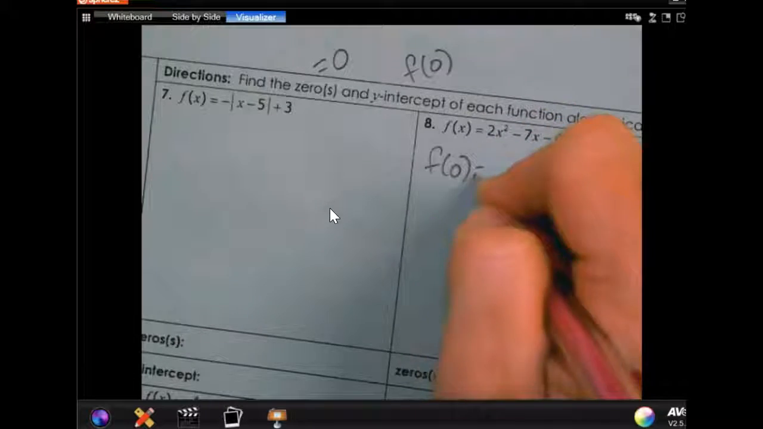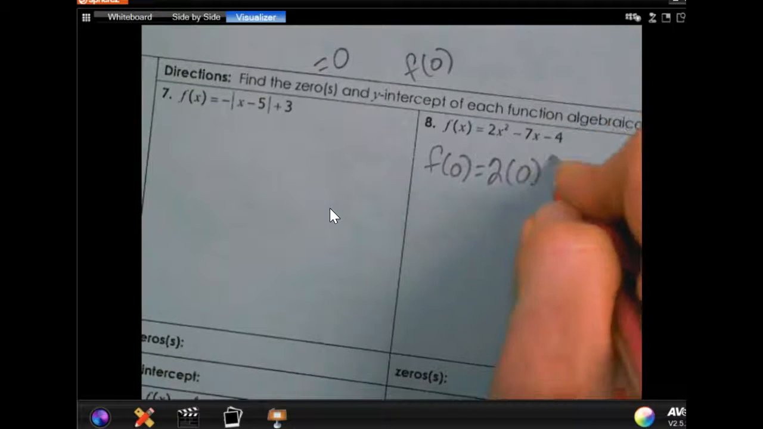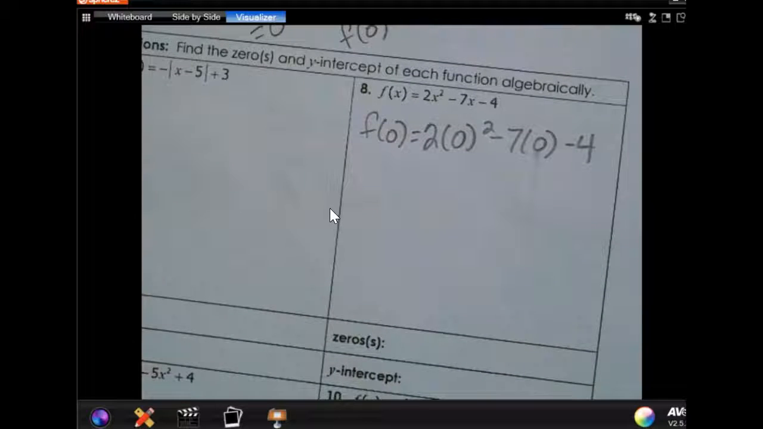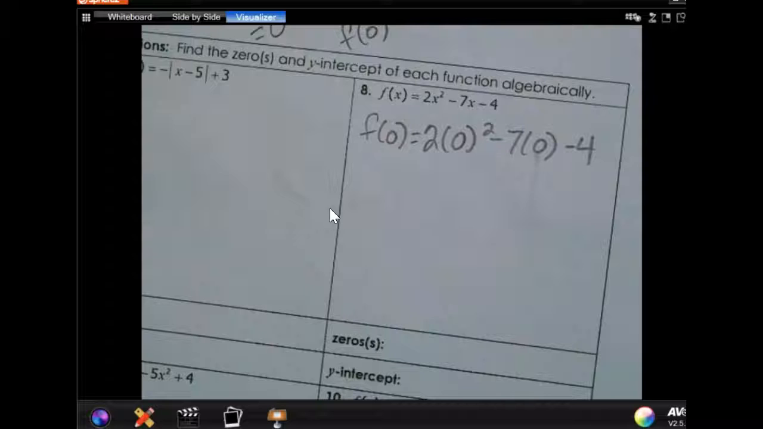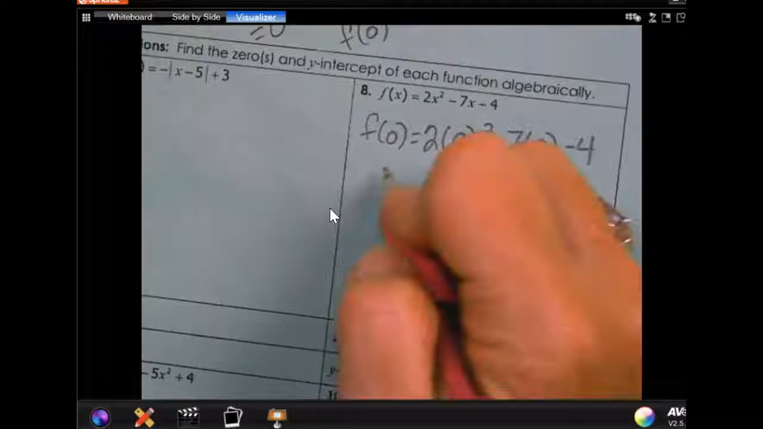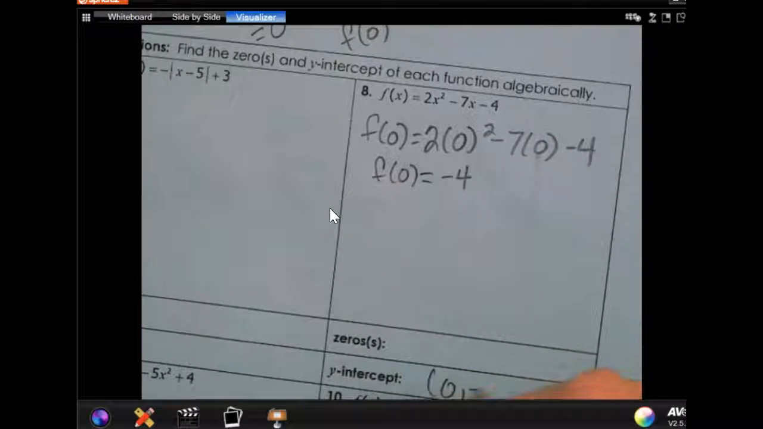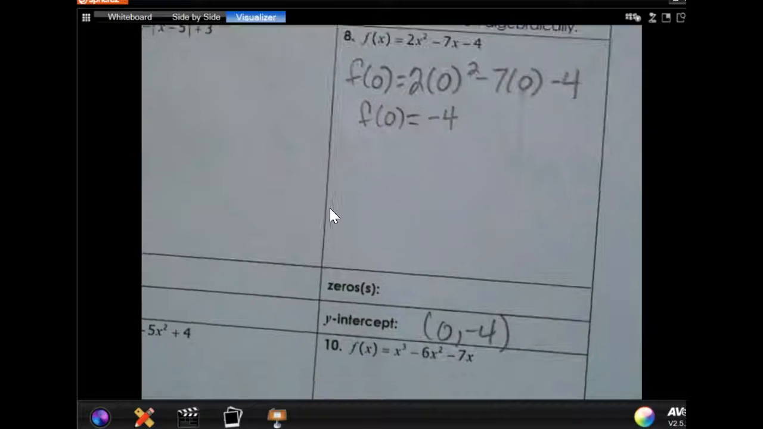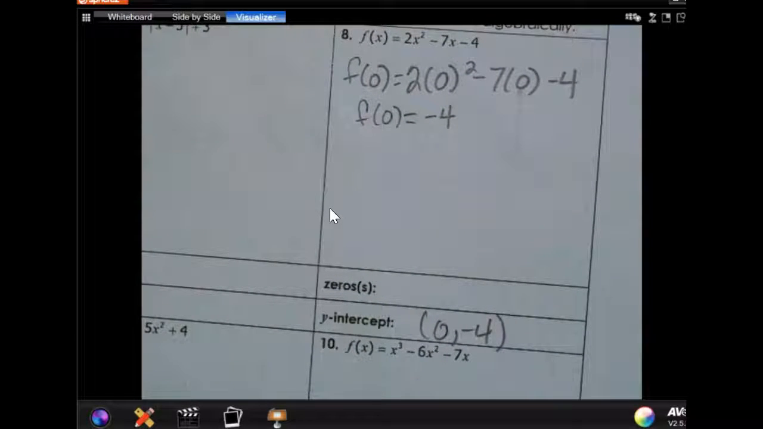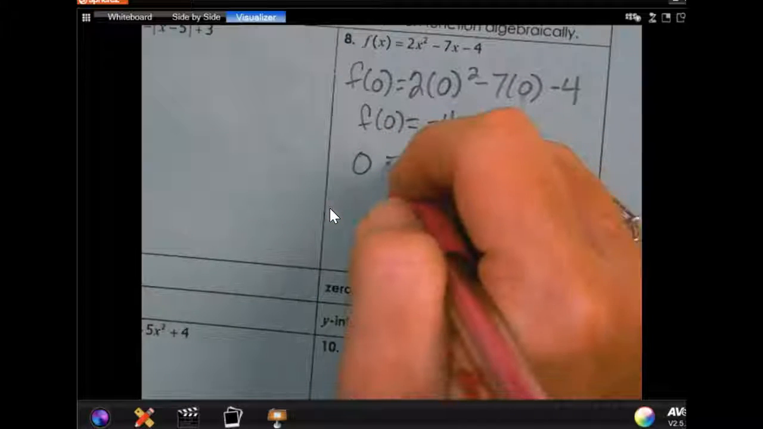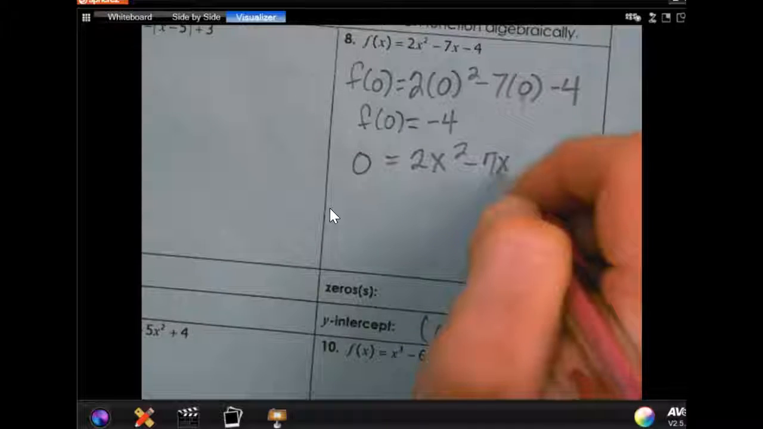So if I do f of 0, the first one is 0 minus 0 minus 4. So the y-intercept is (0, negative 4). To find the zeros, I have to set it equal to 0. So I'm going to do 0 equals 2x squared minus 7x minus 4.